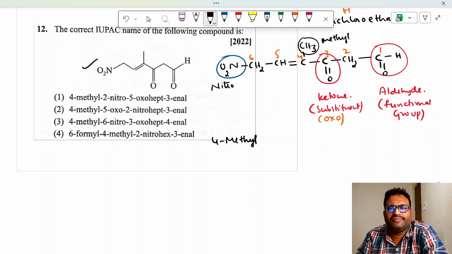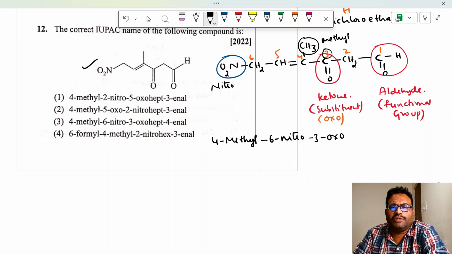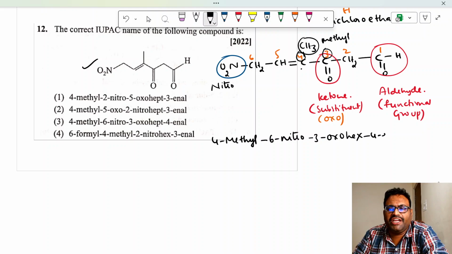4-methyl, 6-nitro, 3-oxo. At the third position we have double bond O. Double bond O is oxo. Next, the parent chain contains 6 carbon atoms, so hex. At the 4th carbon atom you are finding a double bond, so 4-ene. And at the 1st carbon atom we have the aldehyde functional group, al. Hex-4-en-1-al.